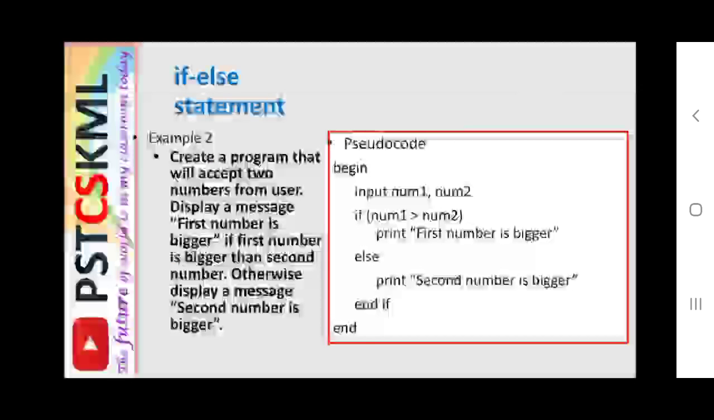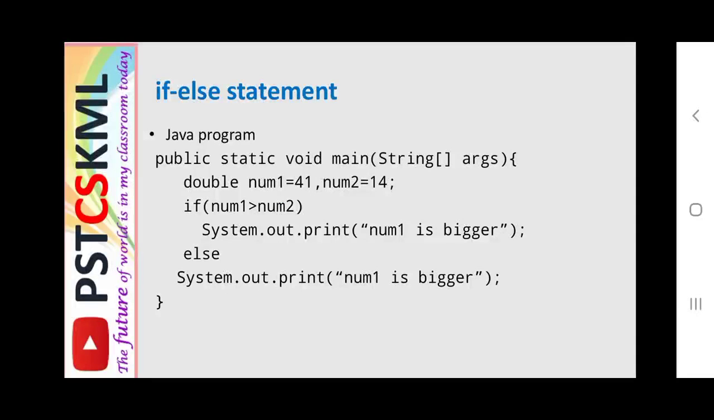Okay, next example. So just go through first. If the first number is bigger, you will print first number is bigger, else you will print second number is bigger, end if. So how to change it to coding? If num1 is greater than num2, we will print num1 is bigger, else you will print num2 is bigger. For this statement it didn't have any input variables from the user, so you already declared that double num1 is 40, num2 is 14.